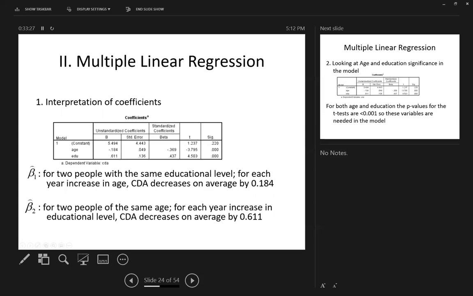If we look at education, 0.611, as we go from one category of education to another, there is an increase in the CDA score, and this increase is statistically significant again. And this we say is education controlling for age. We can also read it differently for beta 1, the regression coefficient, which is the amount of association between X and Y. For two people with the same educational level, for each year increase in age, CDA decreases on average by 0.184. B2 is for two people of the same age: controlling for age, for every year increase in educational level, in years of schooling, CDA increases on average by 0.611.